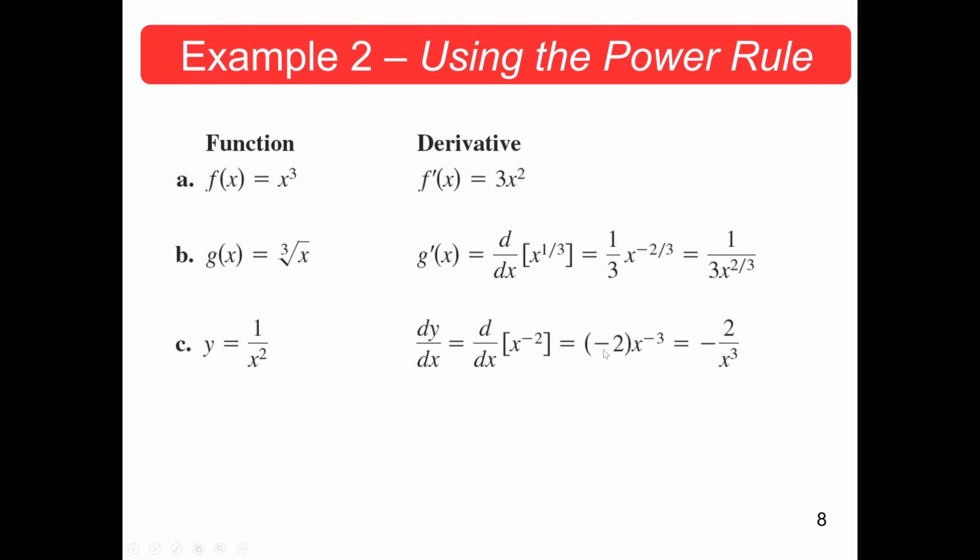So our answer will be -2 x to the power negative 3. We change it to positive, so we bring it as a denominator, x to the power 3. So the answer will be negative 2 divided by x to the power 3. Or we can write the answer as negative 2 x to the power negative 3.